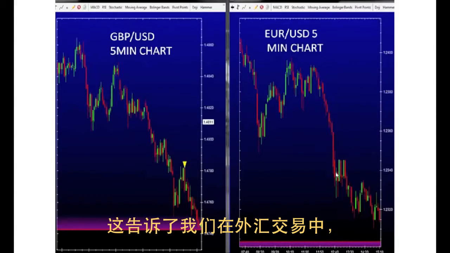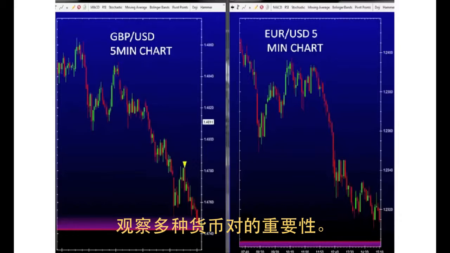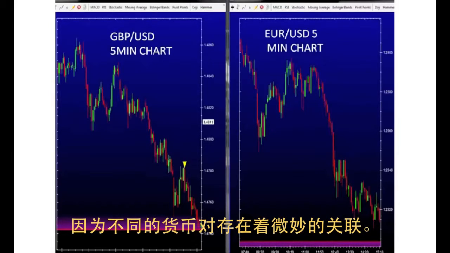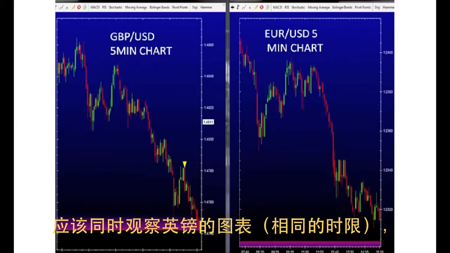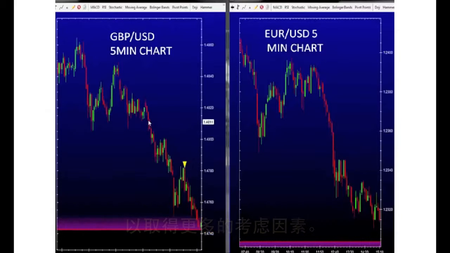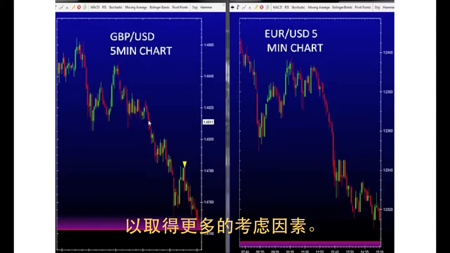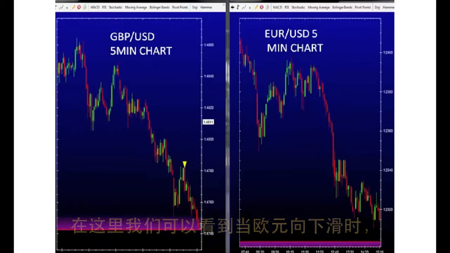We're trying to give you an example of why it's important to view more than one currency pair when you're trading in the foreign exchange. Because there's a correlation between different currencies like the euro and the British pound, it's good to view them together. When you're looking to determine the trend for the euro, it's good to have a British pound chart, same time frame, to give you reference points.